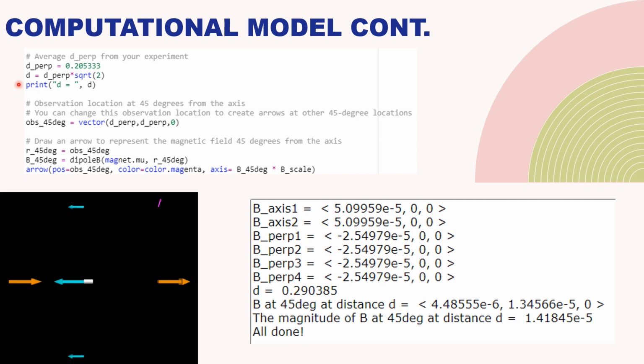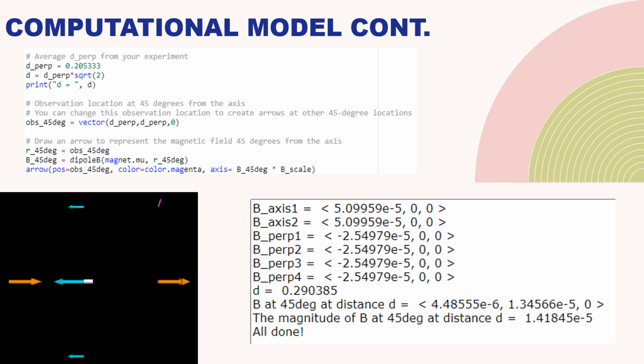This next segment of code was used to calculate the magnetic field at a 45-degree off-axis observation location. First, we define this location, and then we use the dipole B function to compute the magnetic field at this point. The image below shows the vector magnetic fields at all the observation locations, including both parallel locations, all 4 perpendicular locations, and the off-axis location. These values are printed right here, and the magnitude of the magnetic field at the off-axis observation is also listed right here.